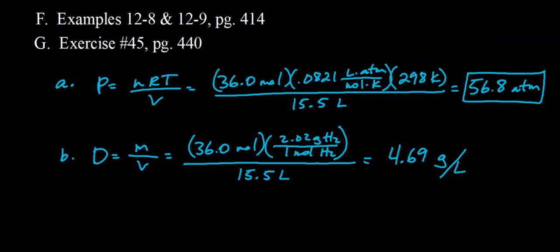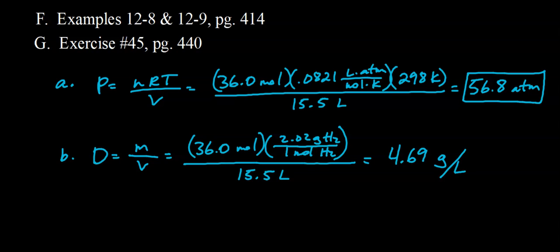Take a look at our answers here. So first one, we're solving for pressure. We're given the amount of the gas in moles. We're going to use R as 0.0821. Temperature converted to Kelvin, and the volume given to us in the problem, we get 56.8 atmospheres.